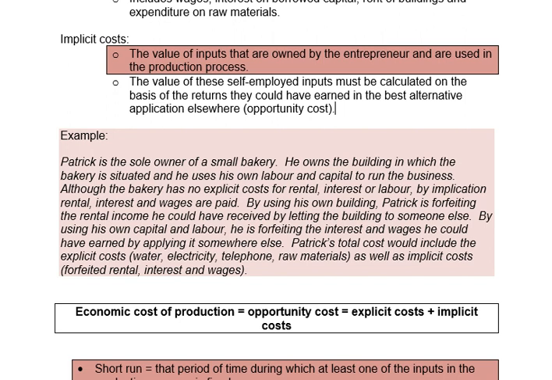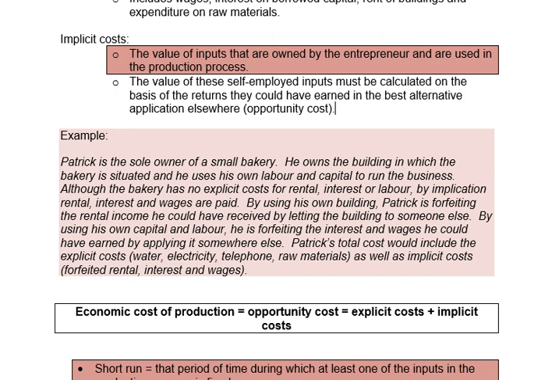This is your implicit cost because by using his own building, Patrick is forfeiting the rental income he could have received by renting out this building to somebody else. So if he wasn't using this building to operate his own business from, he could have rented it out to somebody else. So he could have received rent. He's not, but he could have.